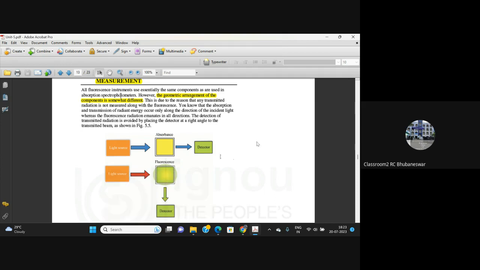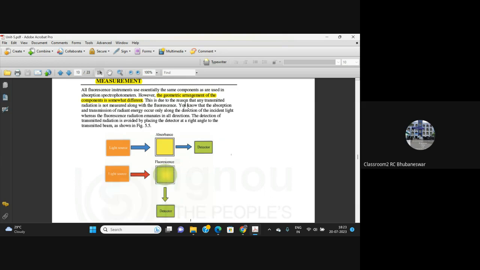Why so? The answer is mentioned here. All fluorescence instruments are essentially the same components as are used in the absorption spectrophotometer. Components are the same: sample holder, detector, output device. However, the geometric arrangement of the components is somewhat different. This is due to the reason that any transmitted radiation is not measured along with fluorescence. Any radiation that is transmitted, we are not measuring in fluorescence.